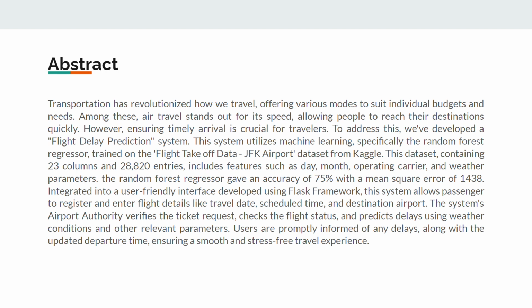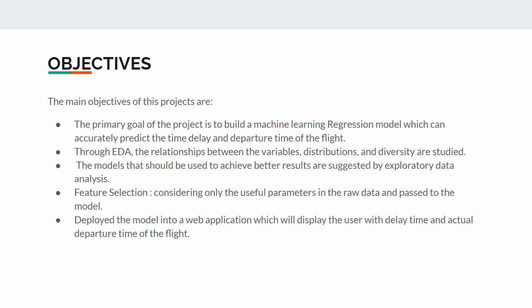Integrating into a user-friendly interface developed using the Flask Framework, this system allows a passenger to register and enter his flight details like traveling date, scheduled time, and destination airport. The airport authority verifies the ticket request, checks the flight status, and predicts delay using the weather condition and other relevant parameters. Users or the passengers are promptly informed of any delay along with the updated departure time, ensuring a smooth and stress-free travel experience.